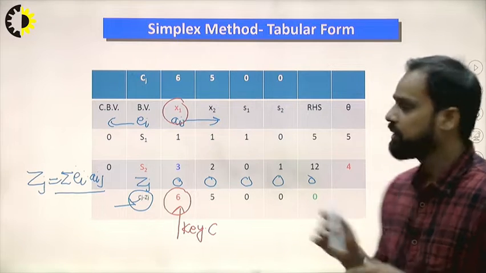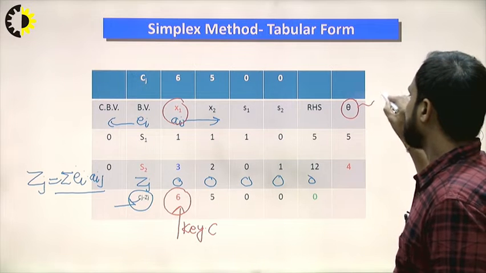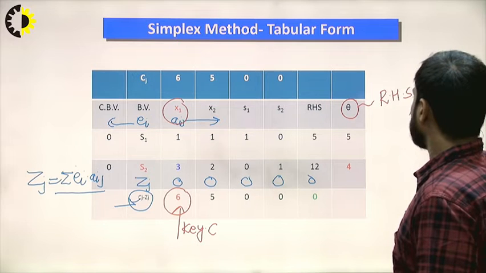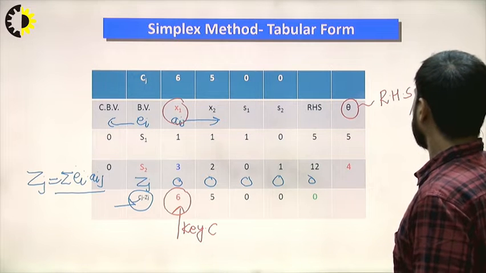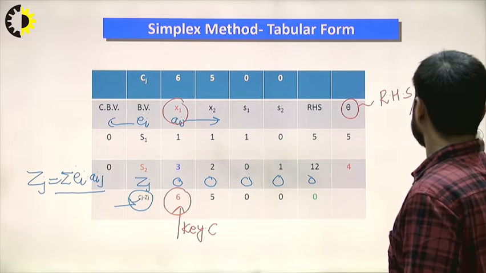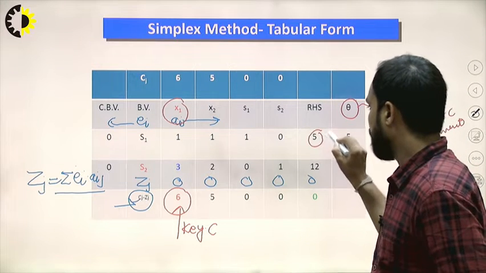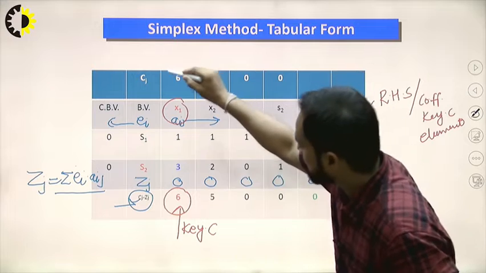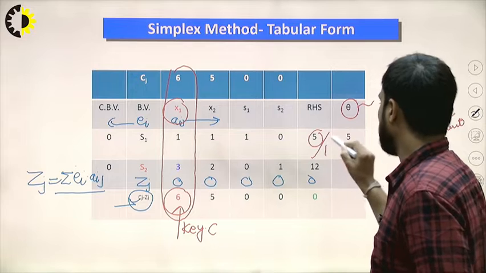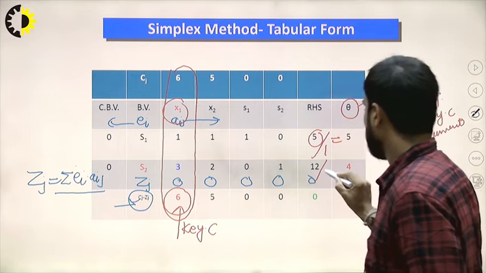It is decided on the basis of theta. And what is theta? Theta is nothing else but the ratio of right hand side to the coefficient of the key column element. Right? So the right hand side 5 divided by the key column element 1, so 5 upon 1 becomes 5. 12 upon the coefficient 3 becomes 4.